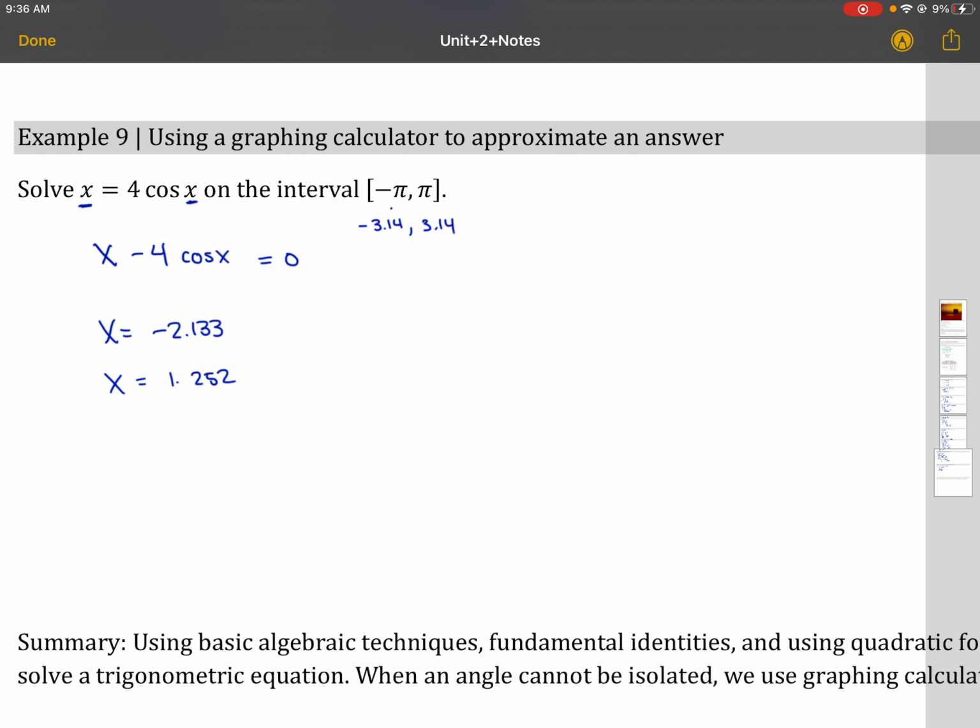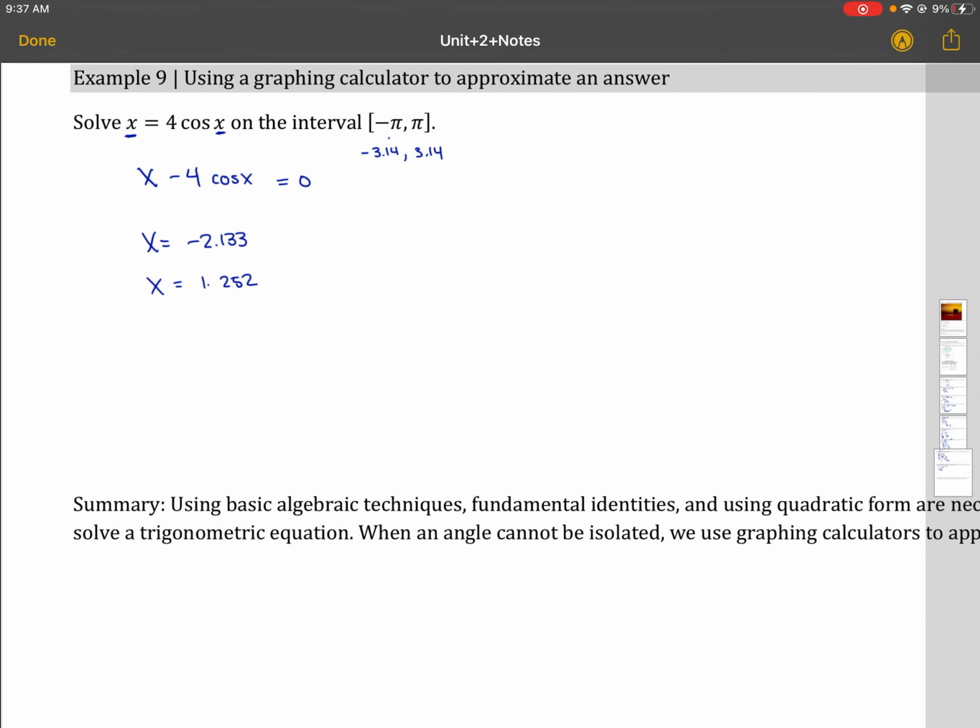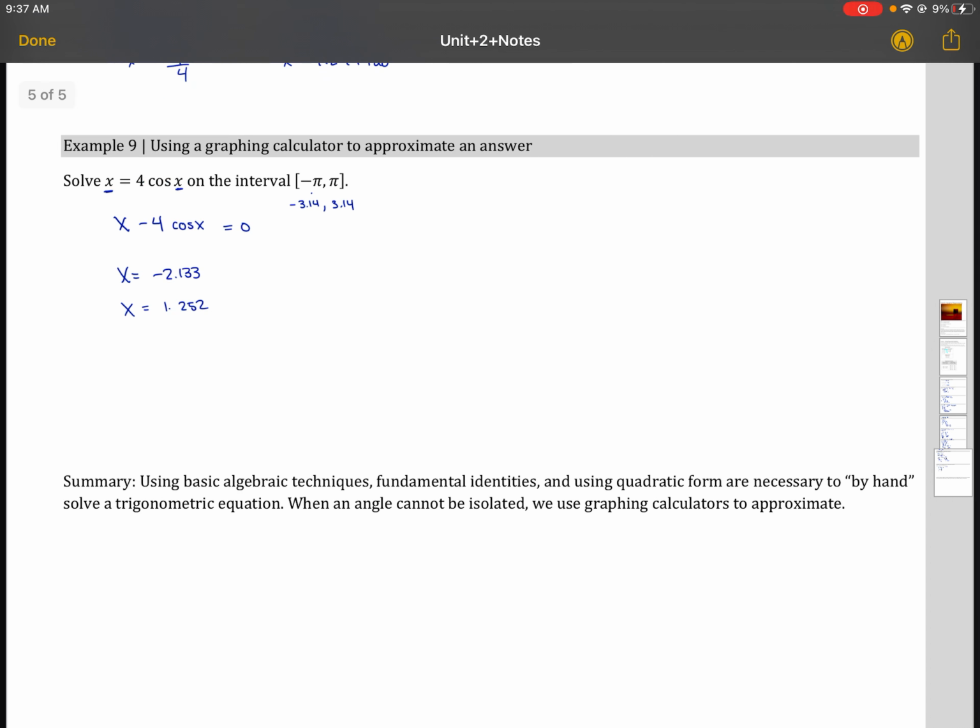All right. So that's our video, our lesson on solving trig equations. We covered most of the types that we'll solve. Next video we'll cover the sum and difference formulas, and then we'll solve equations using those identities as well. The summary is here, where all we did was use basic algebraic techniques, identities, and quadratic form to solve these by hand. And when we couldn't isolate the angle, we used graphing.